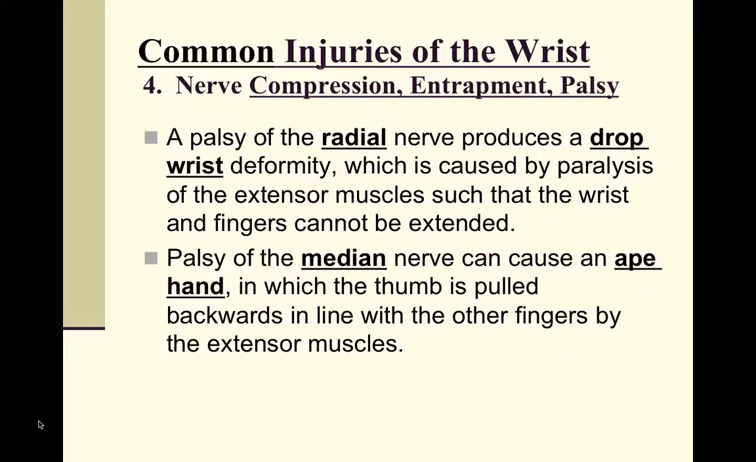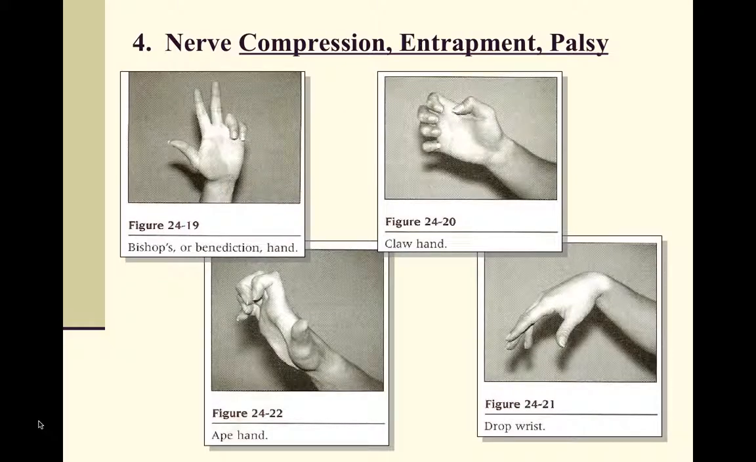If you have a problem with the radial nerve, you can end up with what's called a drop wrist. So the radial nerve's on the posterior side, and it would cause extensor muscles to be paralyzed, so you can't extend your wrist or fingers. And then the median nerve by itself can cause what we call ape hand, where the thumb is pulled backwards, sort of in an extended position. So let me show you what these look like.